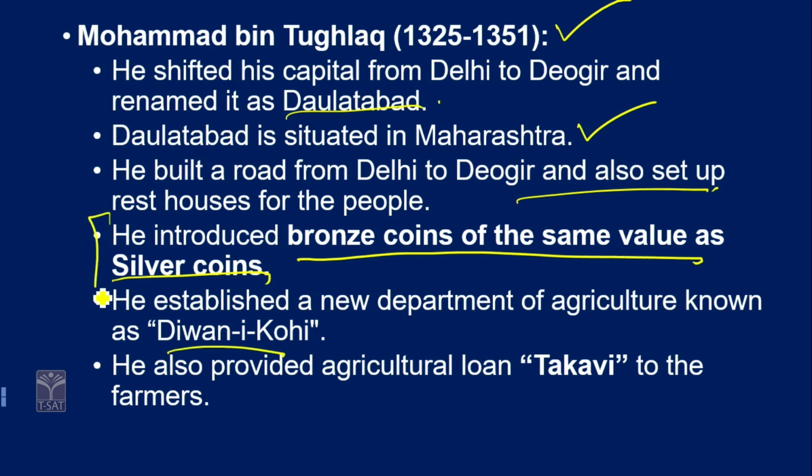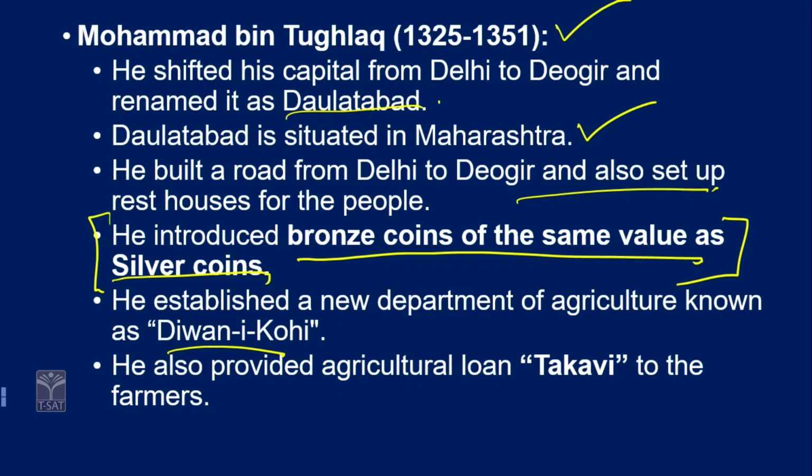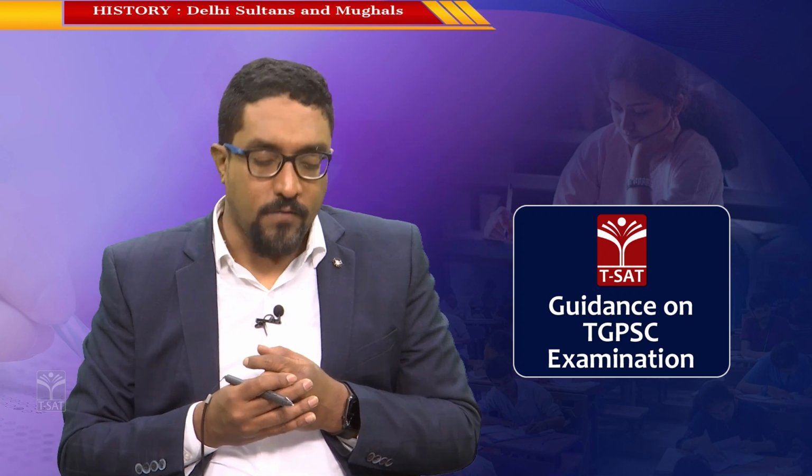In fact, the introduction of bronze tanka is believed to be one of the first demonetization experiments. The only problem was when the king introduced bronze coins of the same value as silver coins, everybody in Delhi was a bronzesmith. So people simply started making duplicate or counterfeit coins, and it led to hyperinflation.